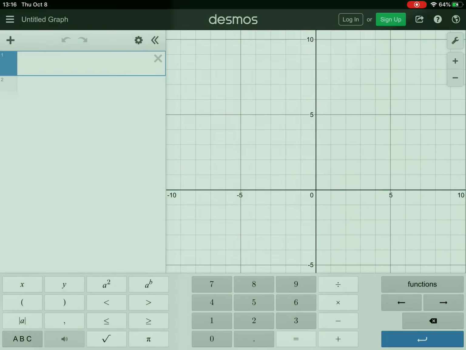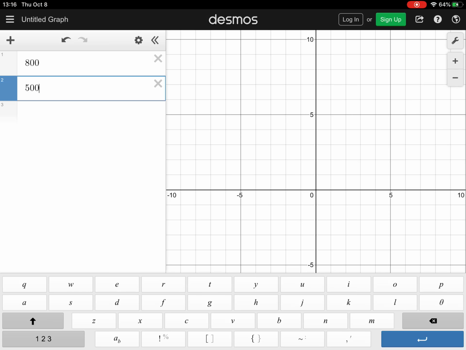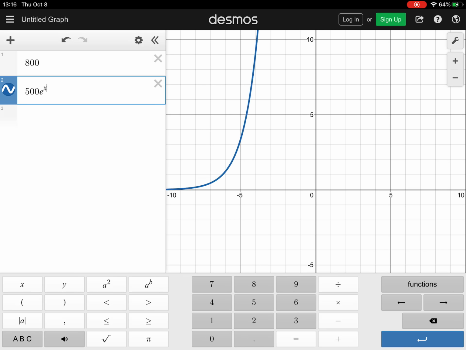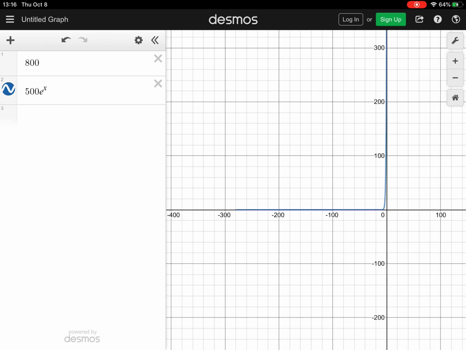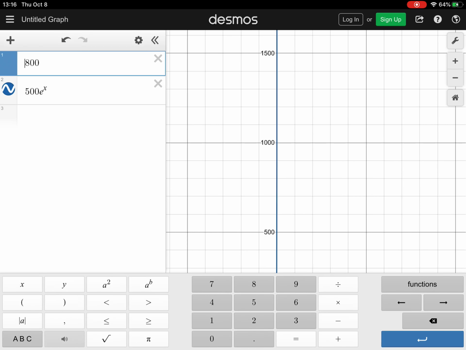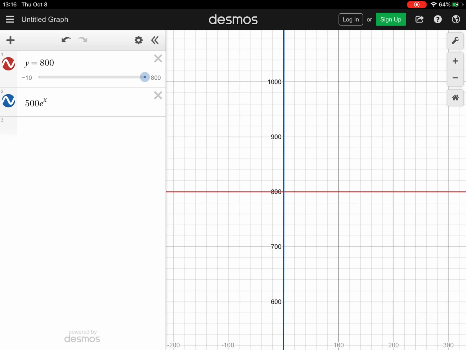So in Desmos, I'm going to put 800 in y1, and I'm going to put 500 e to the, instead of k, remember we always use x, whoops. Okay, remember to always use x. It's actually x times 1, but that's not necessary. We're going to have to zoom way out here. Oh, 800 won't work. We do have to put y equals in order for that to graph.